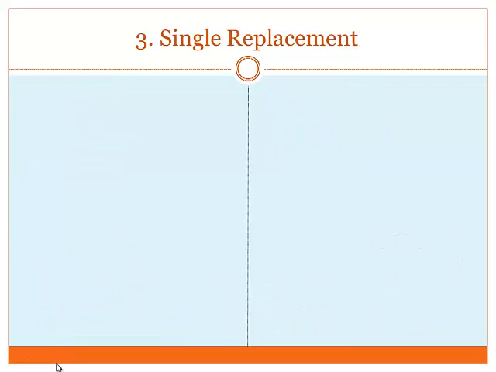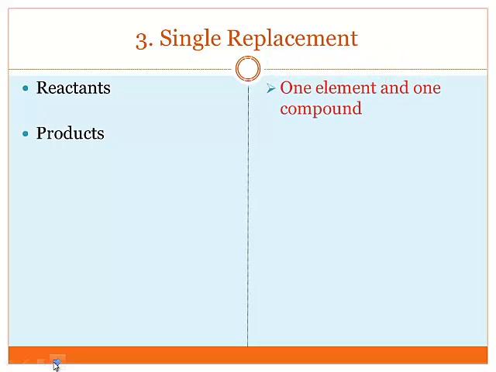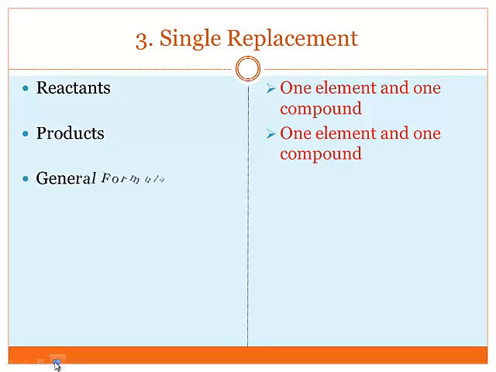Now this is where we have to start actually looking at the types of elements or compounds that are bonding, and that's where we start talking about a single replacement reaction. When we look at single replacement reactions, the reactants are that you have 2 things, one of which is an element and one of which is a compound. On the product side, again, you have 2 things, one of which is an element and one of which is a compound.